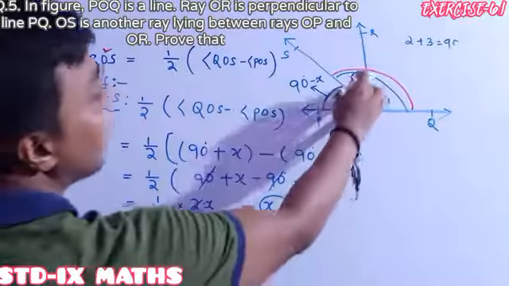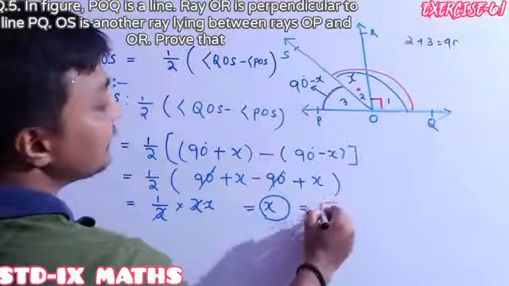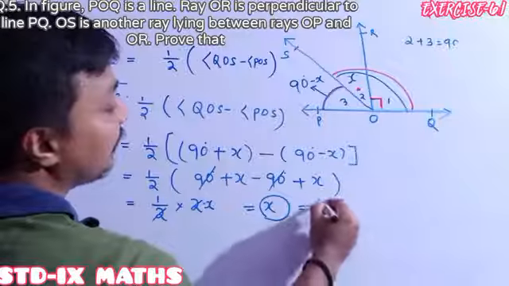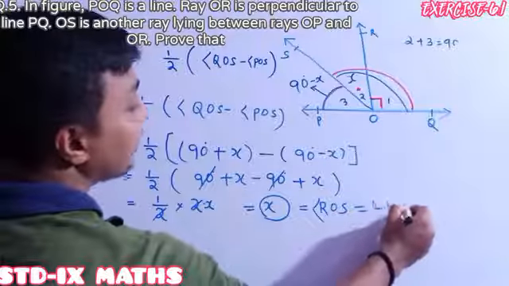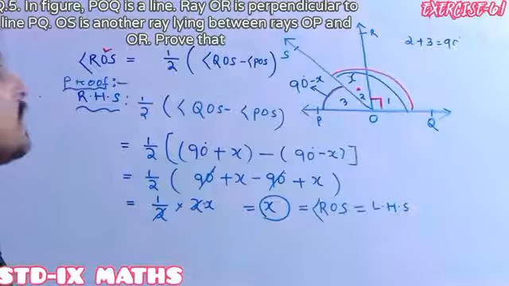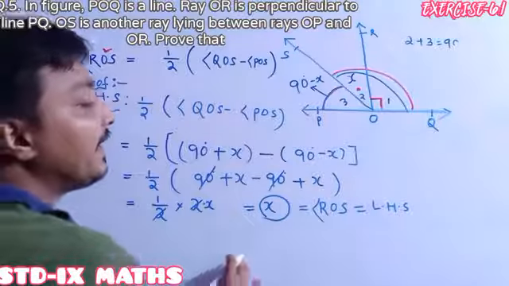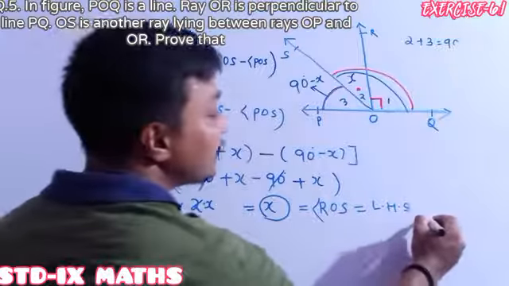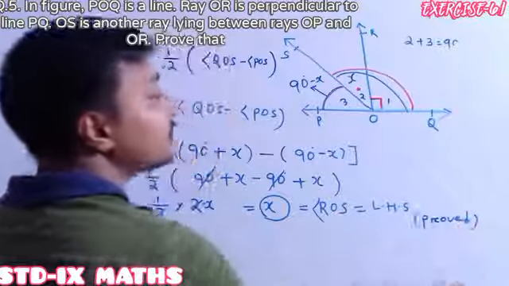We got x. X means which angle? ROS. X means ROS. So angle ROS is our left hand side. So we started from the right hand side, the RHS, and we have got the LHS. So our question has been proved.